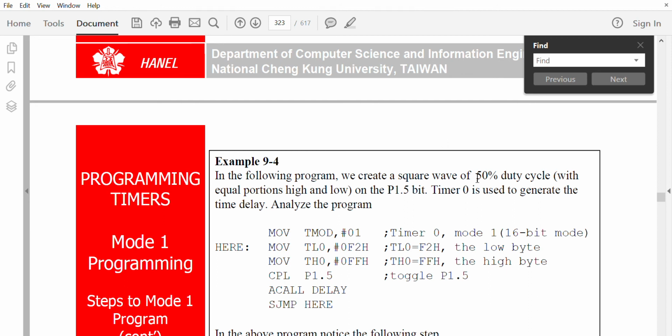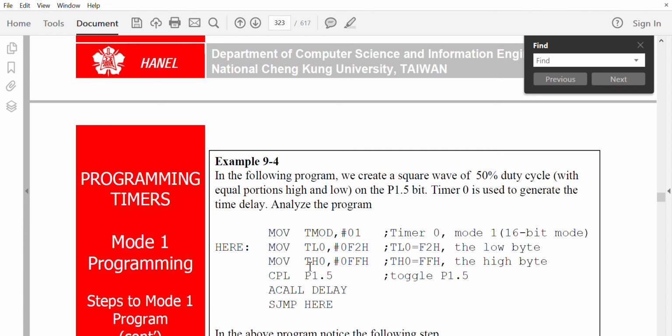Timer 0 is used to generate the time delay. So the time delay, how is it generated? We have shown the different steps to generate the time delay. Here the program is given, just analyze the program. TMOD is given 01. The first step was to load the value into TMOD so as to select a particular timer and a particular mode of operation. TMOD equal to 01 means timer 1 is out of the picture, timer 0 is in the picture, and the mode of operation is 01. So we have selected timer 0 with mode 1.